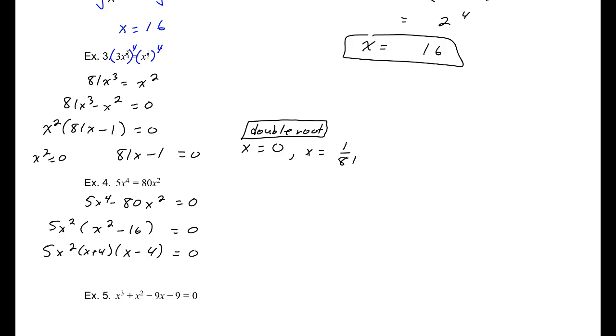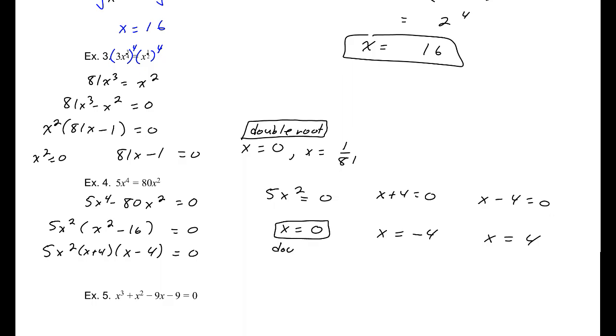Now setting each of those equal to 0: 5x squared equals 0, x plus 4 equals 0, x minus 4 equals 0. We come to find we have 3 solutions. Dividing by 5 and taking the square root, x equals 0, x equals negative 4, x equals positive 4. Now, in fact, there are actually 4 solutions. The x equals 0 is a double root, or double solution, and we have a single solution for each of the others. So we have 4 solutions to our 4th degree polynomial.